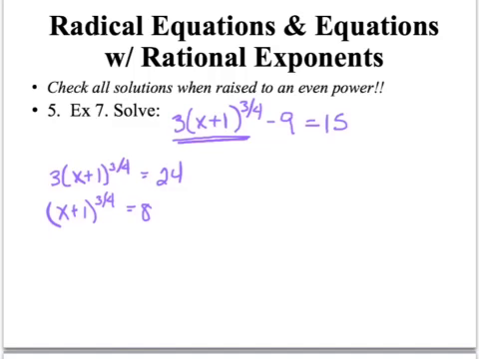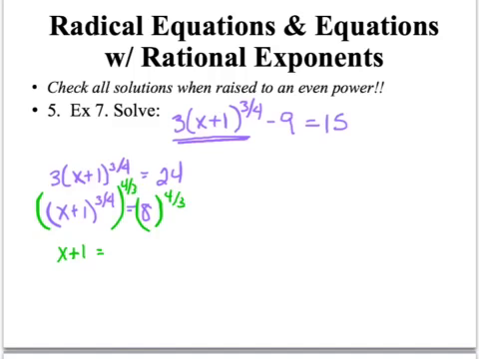Okay, now you've got to get rid of that exponent, the 3/4 power. To get rid of an exponent, you want to make it into an exponent of 1. Well, there's a little trick. If you raise both sides to the reciprocal of that power, remember, powers raised to powers we multiply. So this is 3/4 times 4/3. That's 12 over 12, which is 1. So now I have x plus 1 to the first power, and I can get rid of my parentheses. And then this is going to be 8 raised to the 4/3.